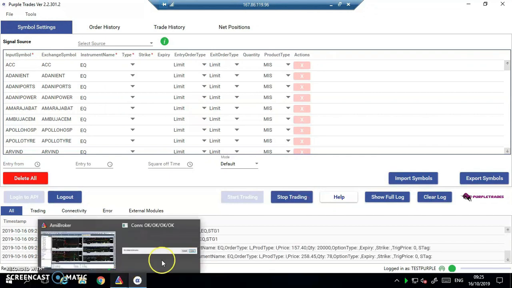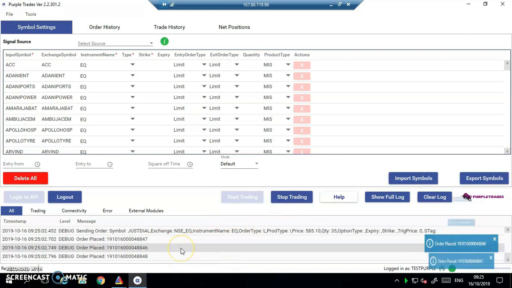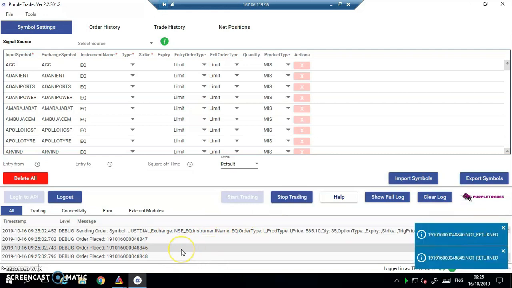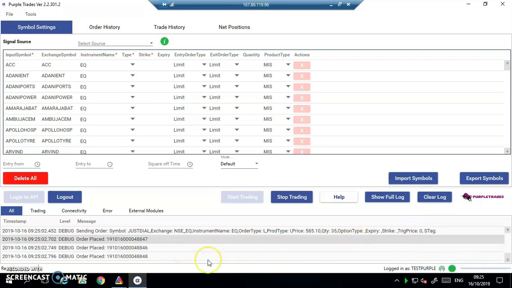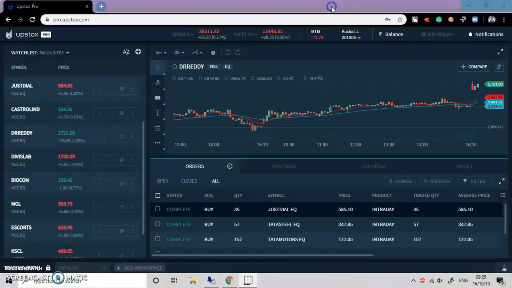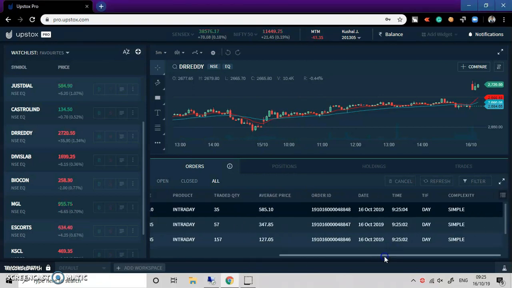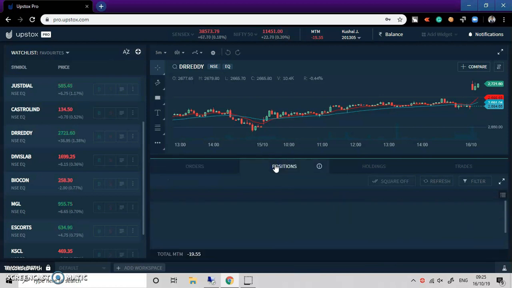So it's close to 925. Now it's 925, and you can see all the orders are getting triggered again as usual as yesterday, and all the orders are punched. Let's cross check in the Upstox account also. You can see all the orders are placed, all the orders are completed, and it's 925.0204. Within a few microseconds or milliseconds, the orders were punched.